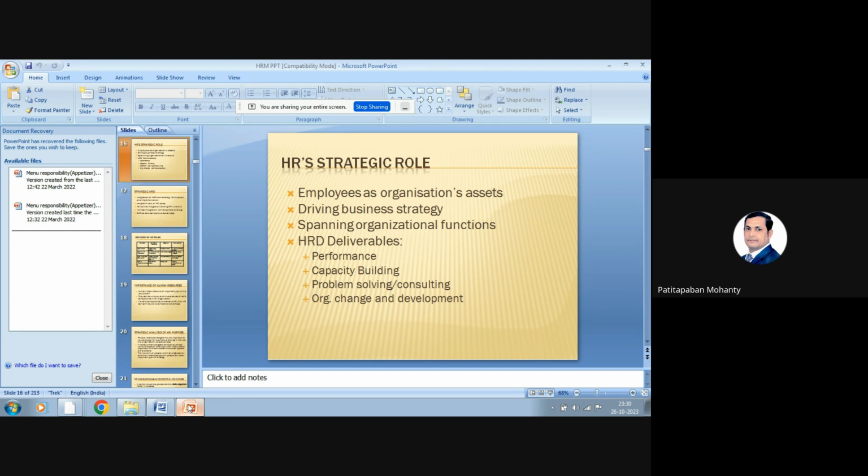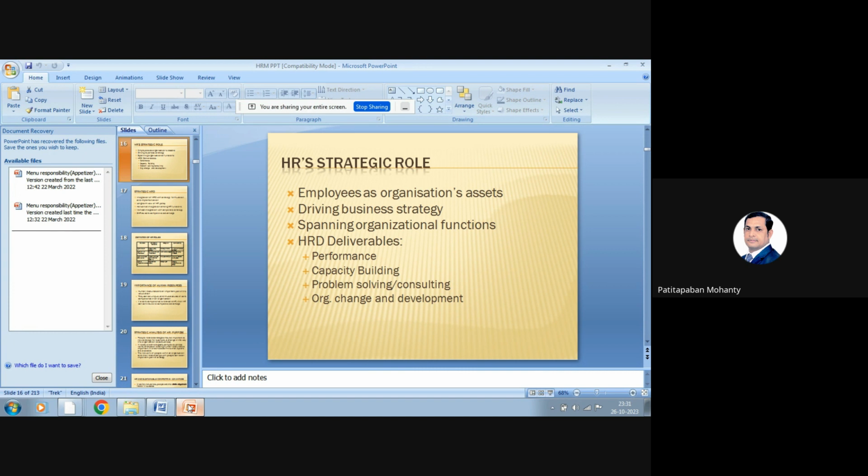What are the HR's strategic roles? Employees as organization assets. I have told you from the beginning, employees are the organization's assets. They are not the liabilities. The organization should always think in that perspective. Without their manpower, the entire organization will get a bad image in the market. So the organization should take extra steps to make their employees happy and more productive towards their work, by offering many benefits, good career development, and regular intervals of training and development, so that their assets will get enriched in the future.